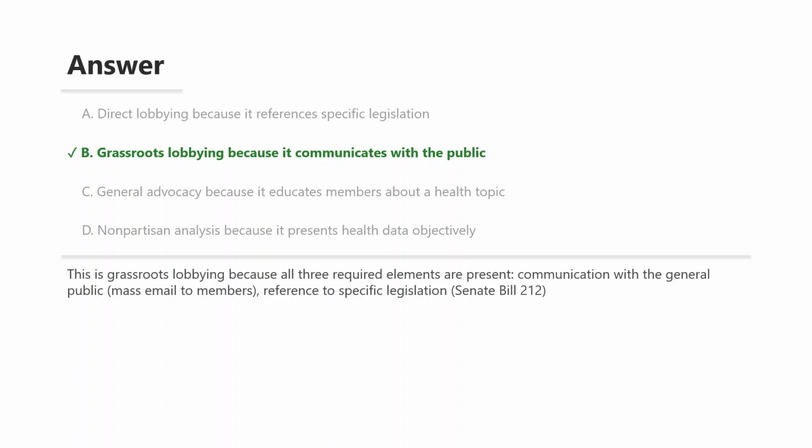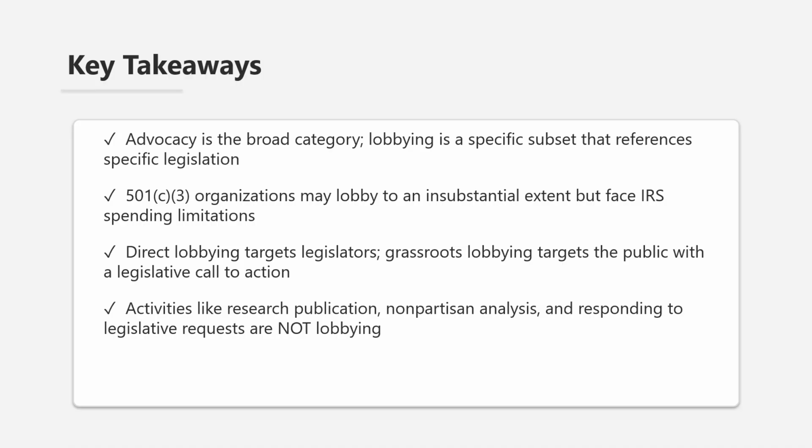The correct answer is B. This is grassroots lobbying because all three required elements are present: communication with the general public, a mass email to members, reference to specific legislation, Senate Bill 212, and a call to action asking members to call legislators. It is not direct lobbying because the communication is with the public, not directly with legislators. It is not general advocacy because it references a specific bill and includes a call to action. It is not nonpartisan analysis because it advocates a specific position rather than presenting balanced perspectives.